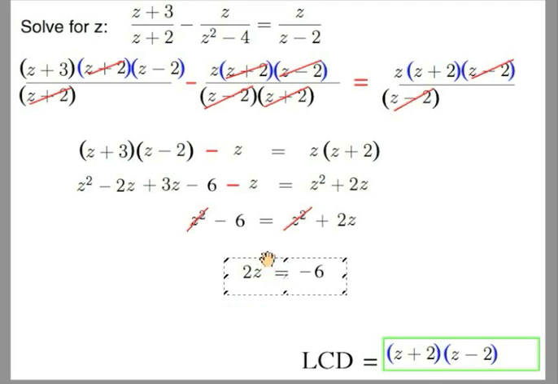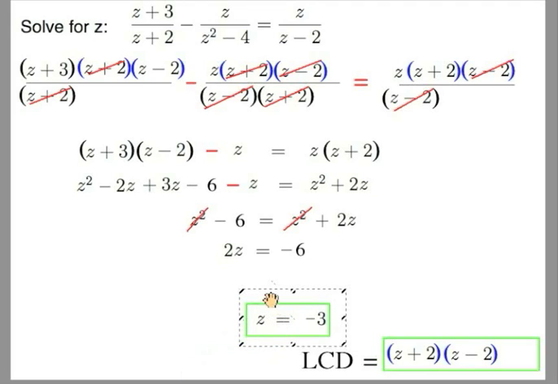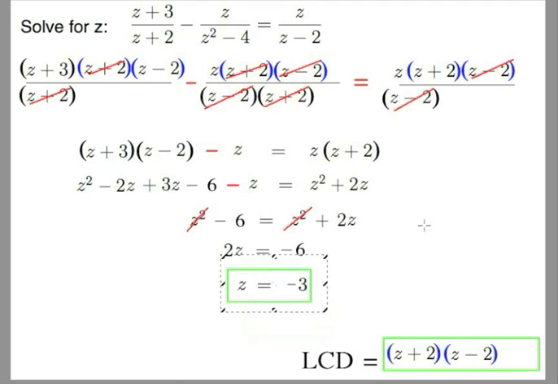And, you know, we're almost home. If I asked you what times 2 gives you negative 6, I'm sure you'll agree with me. The answer is negative 3. And so that's the answer. And I was really pleased to see many of you got this on exam 2, and that's a good indication that you're going to get the one on the final exam.